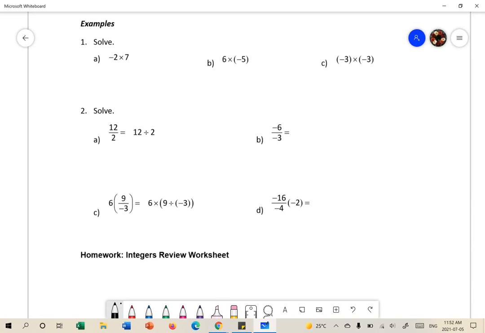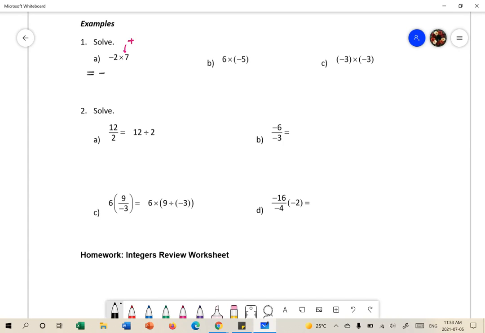Solve. -2 times 7. So this 7 has an invisible positive sign in front of it. We understand that it's positive. So we have a negative integer times a positive. So we know that when the signs are different and we are multiplying, the answer is going to be a negative. Negative times a positive is equal to a negative.